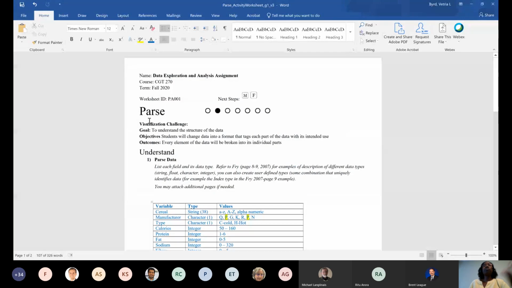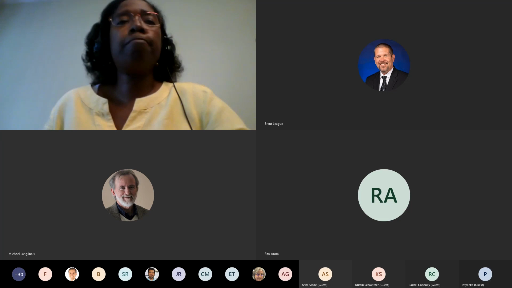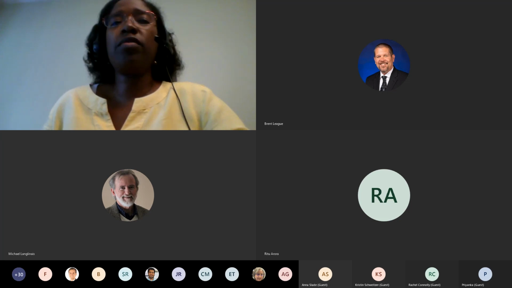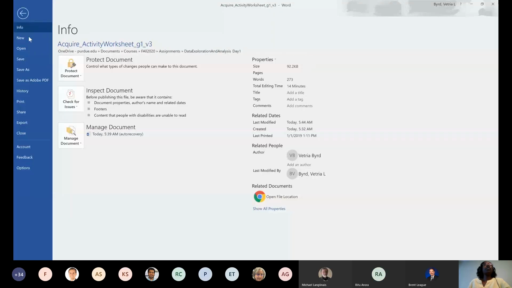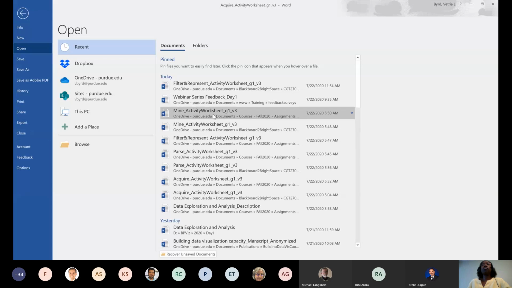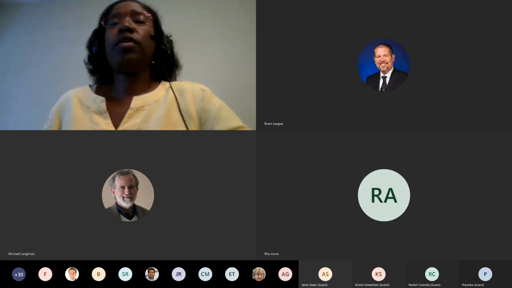So this is the parse worksheet. I am going to stop sharing it. I didn't do all 7 stages, but I will share with you the ones that I have done. So the next one, that was parse. We will take a look at the mine stage, but I don't see it. Give me one moment to open that up as well. Okay, and I will share it.